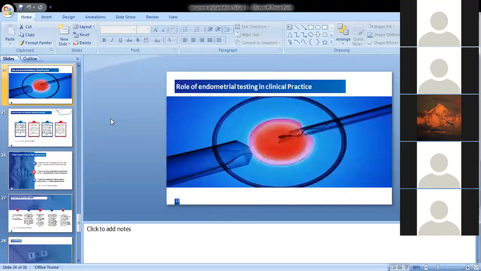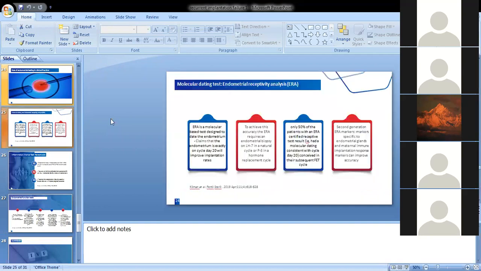Now, coming to this concept of endometrial testing, or endometrial receptivity analysis, or endometrial receptivity assay, as I have mentioned already, we know that there is a concept of window of implantation. Sometimes it happens that there is a good quality embryo. Clinically, we think the endometrium is good and prepared, but it is still in the pre-receptive phase, or it can be in the post-receptive phase.